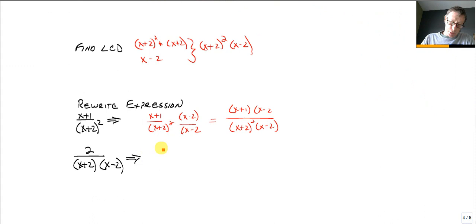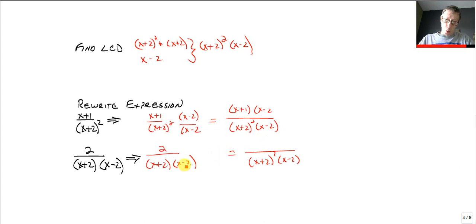So in this one, I have my other term, 2 over x plus 2 times x minus 2. And that has to have the LCD of x plus 2 squared x minus 2. So what would this need to multiply by? Well, if I have x plus 2 x minus 2, and I have another x plus 2 squared here, this is going to need to multiply by x plus 2 over x plus 2. And so let's go ahead and do that multiplication for the numerator. That would be 2 times x plus 2.